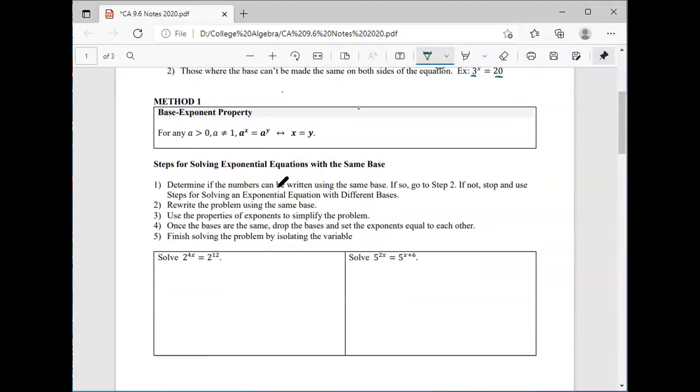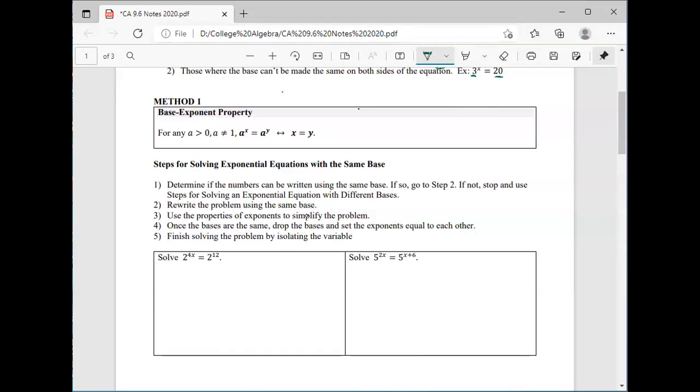So this very first one says steps for solving exponential equations with the same base. The first thing you want to do is determine if the numbers can be written using the same base. If so, you're going to go to step 2. If not, stop and use the steps for solving an exponential equation with different bases. So we're going to rewrite the problem using the same base, and use the properties of exponents to simplify the problem. Once the bases are the same, drop the bases and set the exponents equal to each other, and then finish by isolating the variable, solving for x.